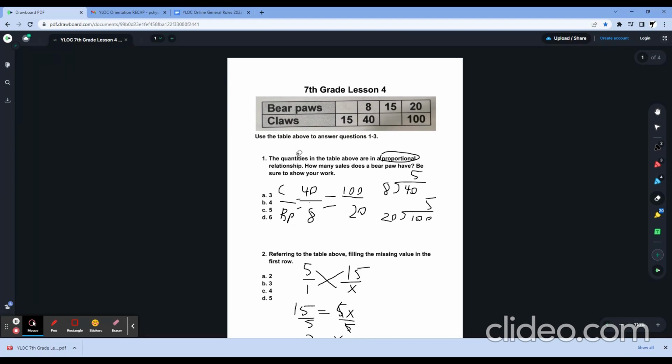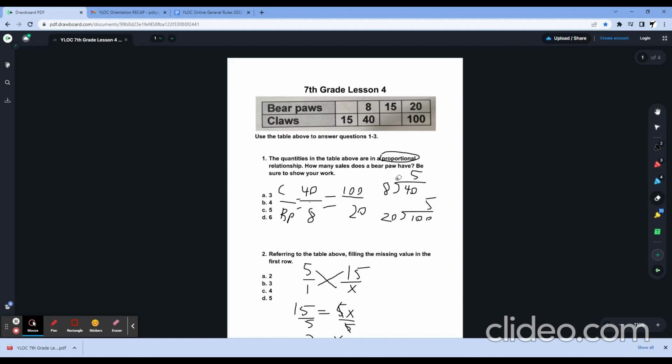Number one states the quantities in the table above are in a proportional relationship. How many claws does a bear paw have? Be sure to share your work. So I assume that it's asking us for the ratio of claws to bear paws. We already have two ratios here, 40 to 8, so 40 claws to 8 bear paws. We also have another ratio here, 100 claws to 20 bear paws.